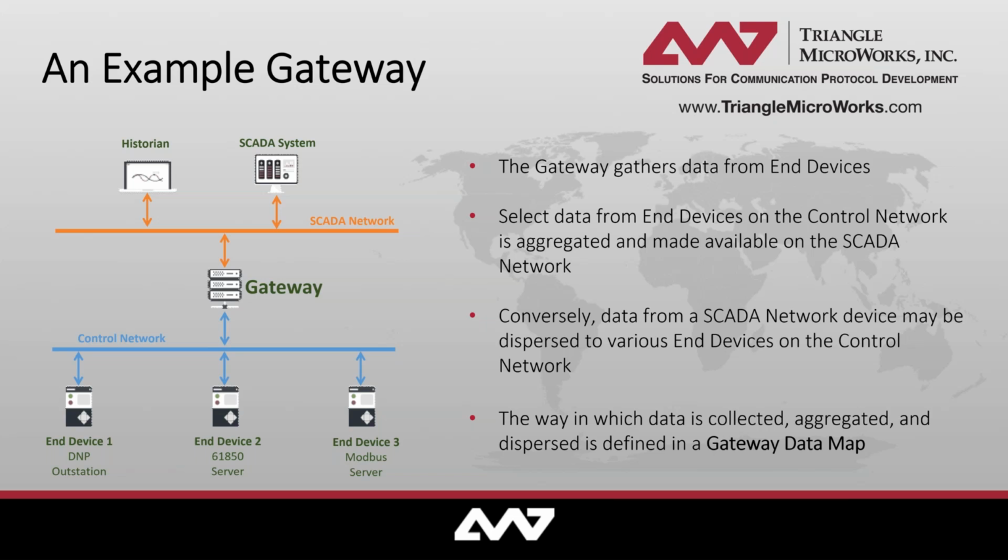In much the same way, data might flow in the opposite direction, with control signals originating from our SCADA system at the top being passed through the gateway before being dispersed to our end devices at the bottom of the diagram. So now that we've established what it is that a gateway does, let's discuss how a gateway is configured.